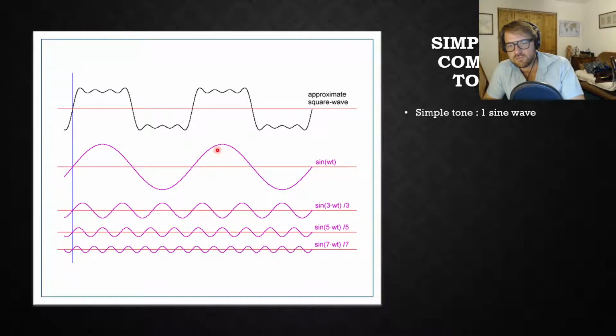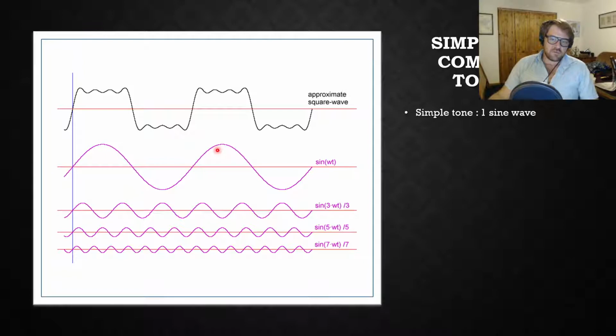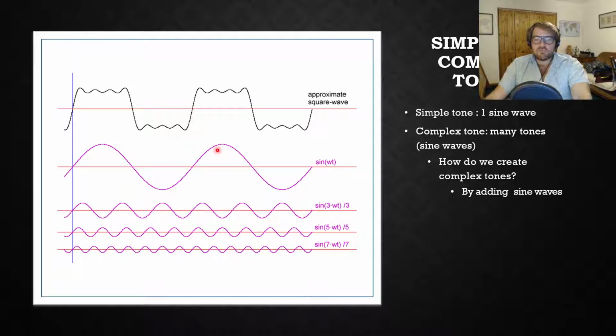Next. What about simple tones and complex tones? Well, a simple tone is just one sine wave. That's all there is to know. A complex tone is many sine waves. And so this line up here is a complex tone. This is all of these sine waves here basically mixed together. And that's how we create a complex tone.